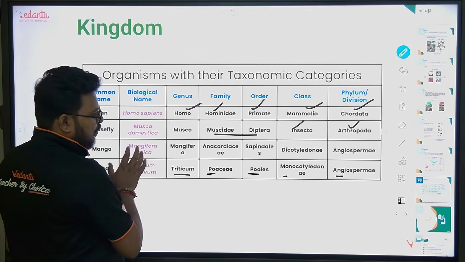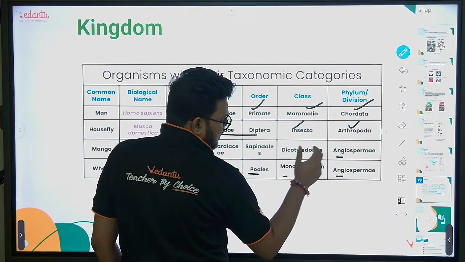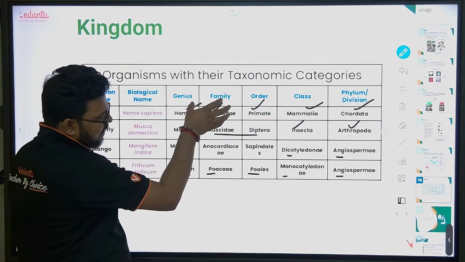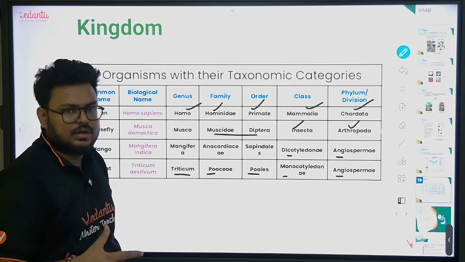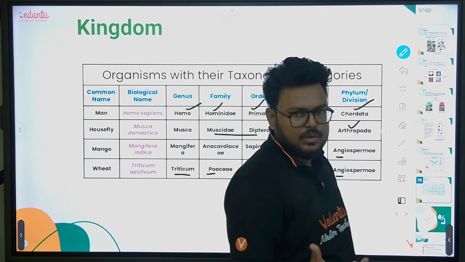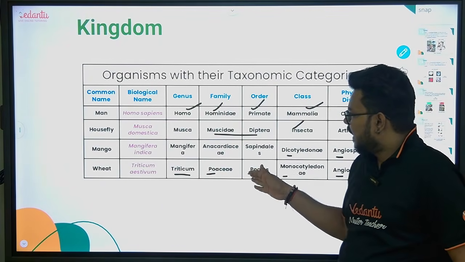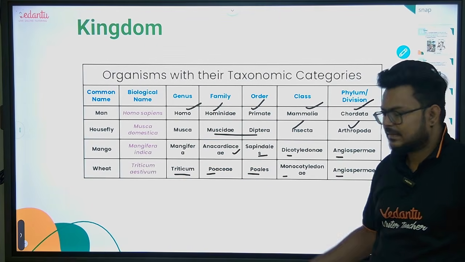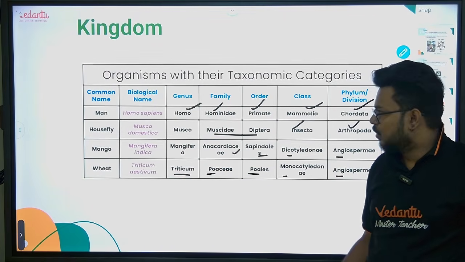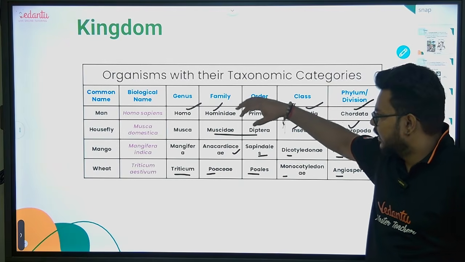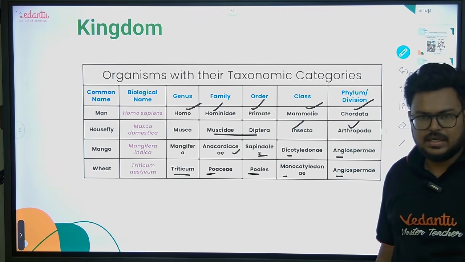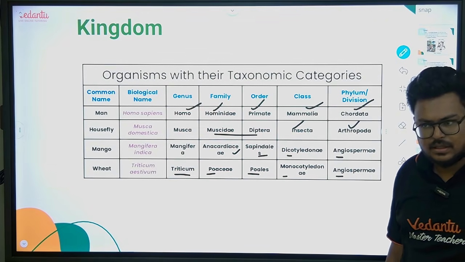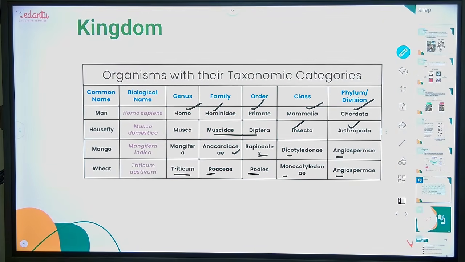Then if we talk about mango, mango is again an angiosperm, but it is a dicot. So in the majority of cases we try to learn all the things, which is not required. Only you have to learn what? Order and family. Sapindales and Anacardiaceae, right? So don't try to focus on the entire table, try to learn the family part and the order part. You will be able to solve all things properly. Sorted? Go through the table, guys.